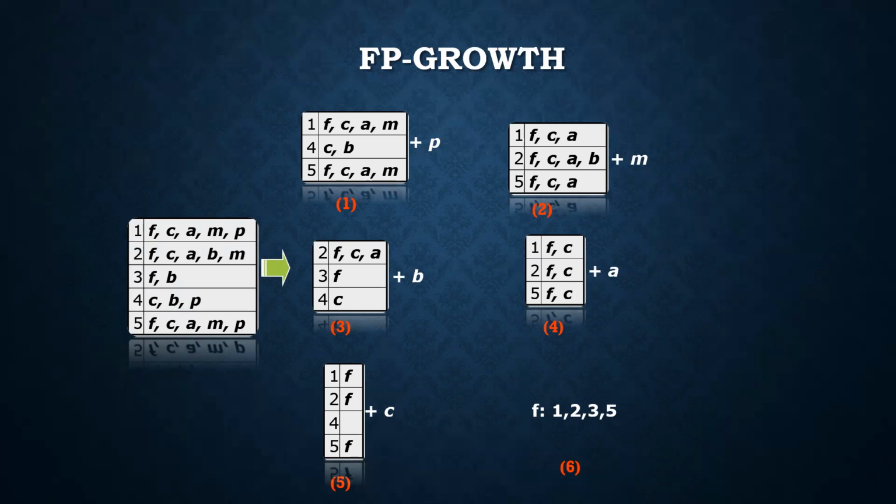For item A, the transaction FCA would become FC. Similarly, the other two transactions also become FC as well. These are called the prefix paths for each item inside the FP tree. So at this juncture, we have the prefix paths for the FP tree for each item.